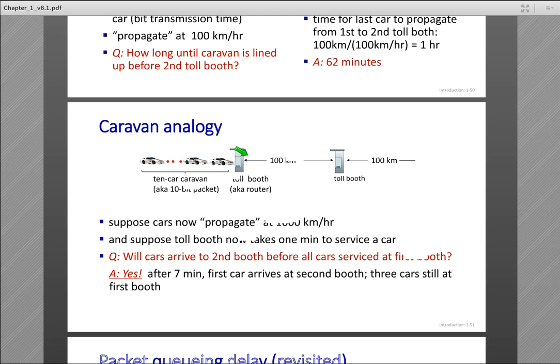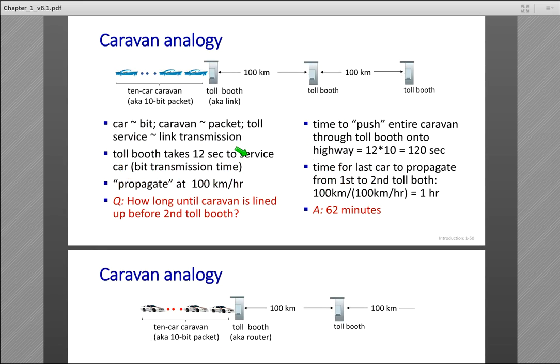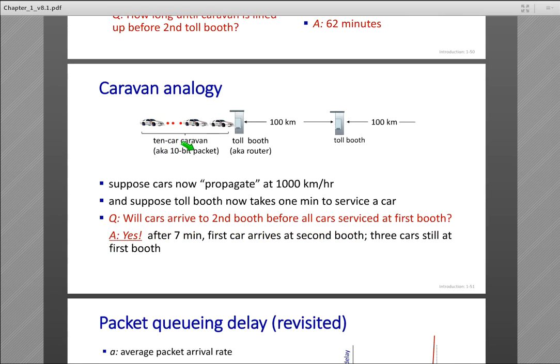Also, you can see here, in the first example, the propagation speed was 100 km per hour, and each vehicle spends 12 seconds in each gateway. And now I increase the propagation speed to 1000 km per hour, and each vehicle needs to spend 1 minute to get a service in the first gateway.